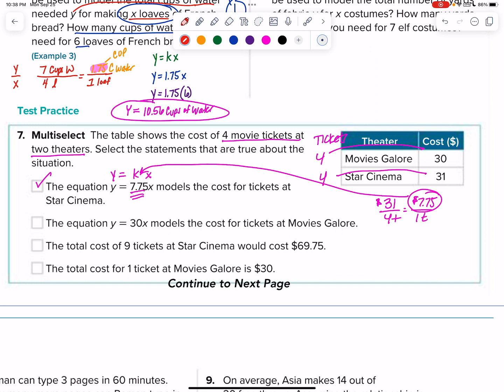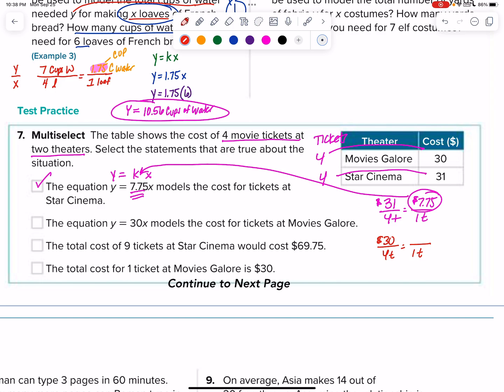So go ahead and do the same thing and check the unit rate for Movie Galore. So we're doing $30 for 4 tickets, and see if that unit rate ends up being 30. Is that even possible? I don't think so. Okay, so we already know that's not going to work. All right, the total cost for 9 tickets at Star Cinema would cost $69.75.